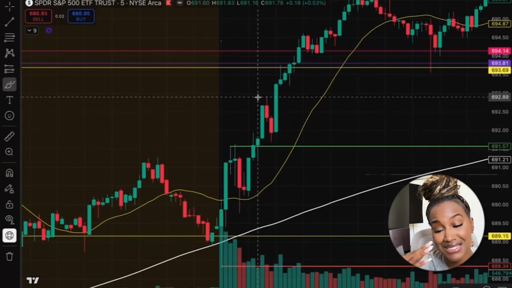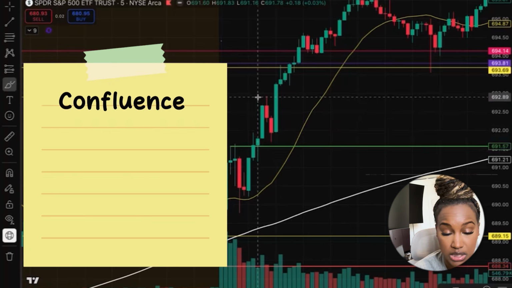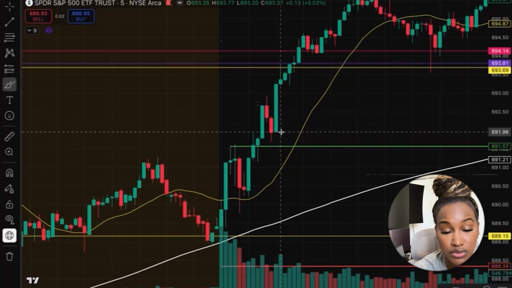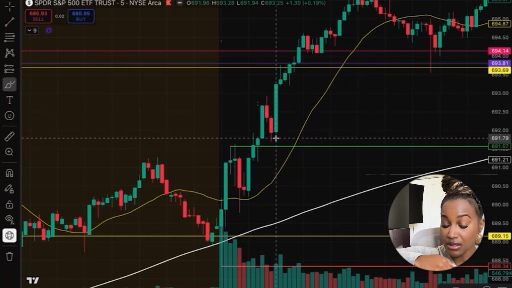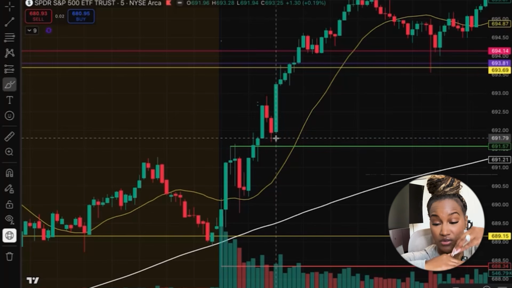And remember, that is not a reason to get into the trade, right? We need confluence. Confluence means more than one reason to get into the trade. So what we're looking for is that retest. It used to be a level of resistance. It now has turned into a level of support. Remember, resistance is ceiling, support is the floor. So once we're able to break through that ceiling, right, we want to see a retest of that floor and then a continuation in the direction of the previous trend.